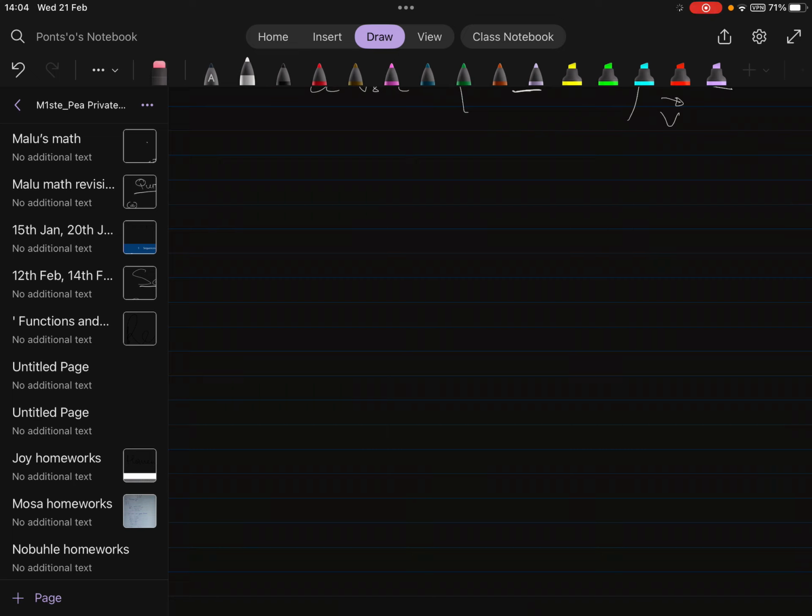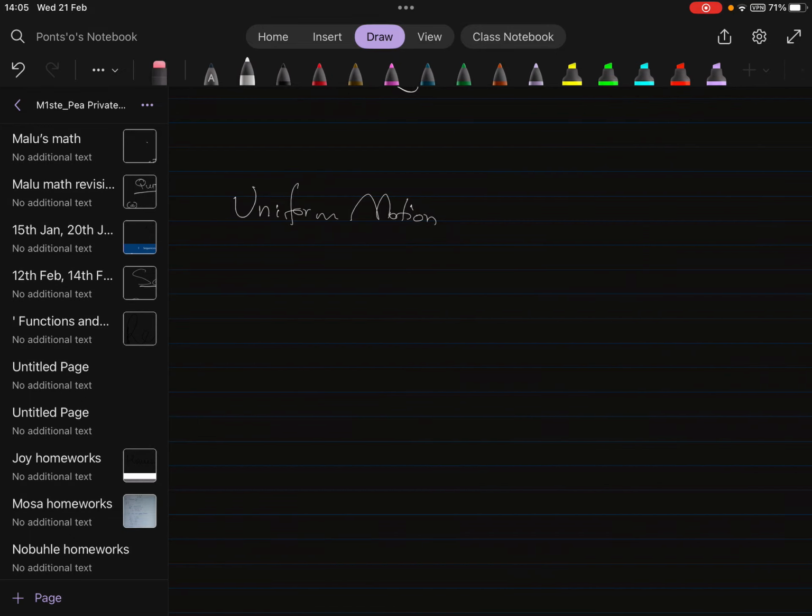And these graphs look more or less something like this. So if an object is not moving, versus if it's uniform movement, versus constant acceleration.